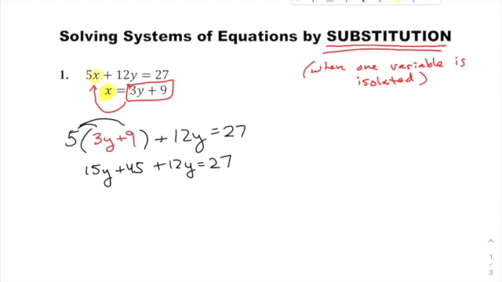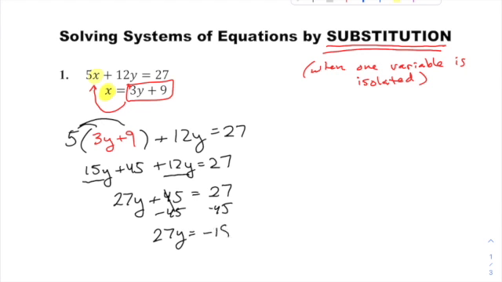Right, now I'm just going to use my algebra skills here. Combine my like terms. 15y plus 12y is 27y plus 45 equals 27. And now I'm going to subtract 45 from each side. Right, this is the part where it's like autopilot. 27 minus 45, that's going to be negative 18. And I'm going to divide both sides by 27.